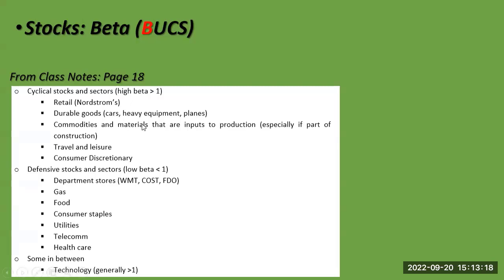Commodities and material stocks, steel, concrete, those tend to be very sensitive. Now, oil's a little shaky as far as it being a cyclical stock. We tend to drive about the same in a recession. It's true if people are losing their jobs and not driving to work, but COVID has somewhat messed that up. But definitely production goods like steel, concrete, copper, those tend to be very, very sensitive. Travel and leisure, anything consumer discretionary. Discretionary just means, if you're worried about losing your job, you can cut back on that. You don't have to make that purchase. So those are high beta stocks.